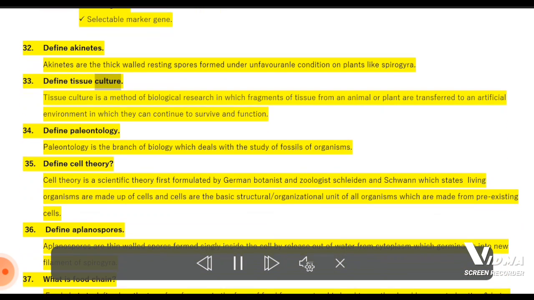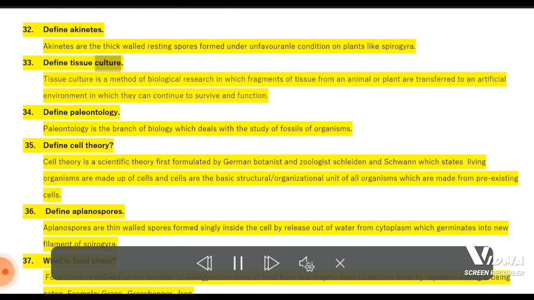33. Define tissue culture. Tissue culture is a method of biological research in which fragments of tissue from an animal or plant are transferred to an artificial environment in which they can continue to survive and function. 34. Define paleontology. Paleontology is the branch of biology which deals with the study of fossils of organisms. 35. Define cell theory.